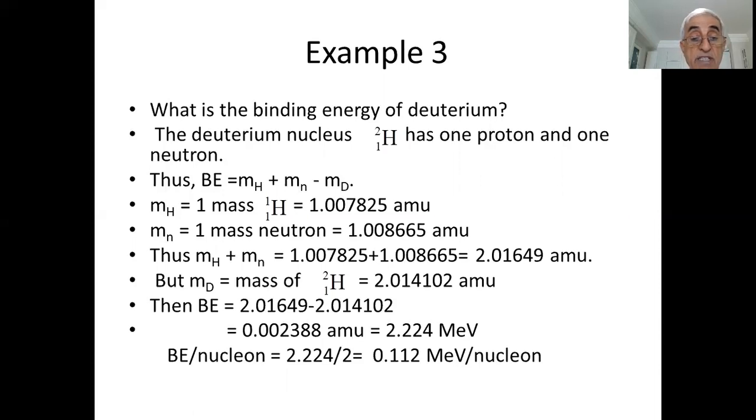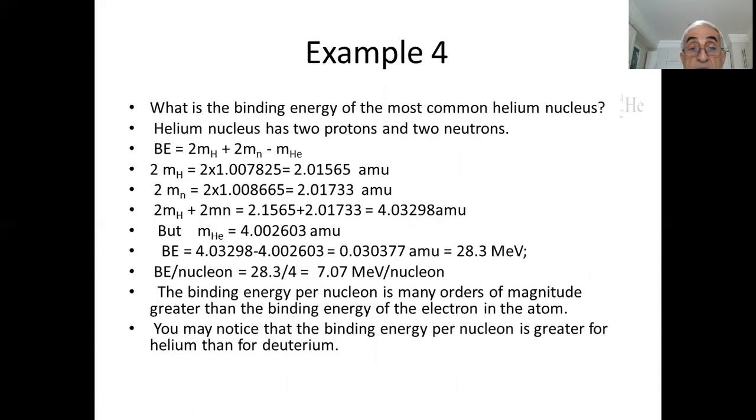So mH plus mn equals 2.01649 AMU, and md equals 2.01410 AMU. So the binding energy is the difference. It comes out to be 2.224 mega electron volts. Per nucleon, we divide by 2. It will be 0.112 MeV per nucleon.